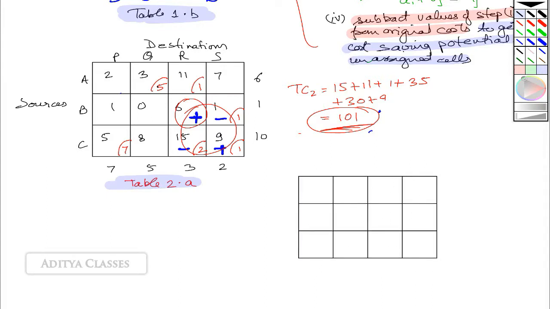What are the steps for check table? Transfer the costs of assigned cells 3, 11, 1, 5, 15 and 9. Then find out u and v values. Let us put this u as 0, so making it 5, 15 and 9. 1 minus 9 would be minus 8, 11 minus 15 would be minus 4, 3 minus 4 would be a 7.